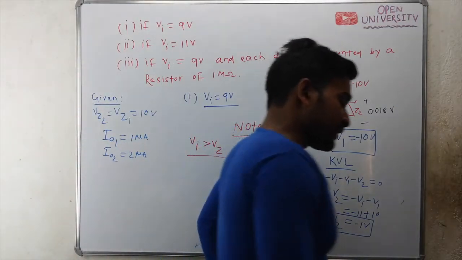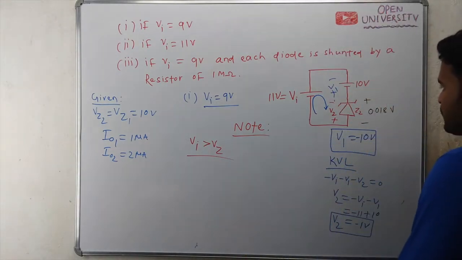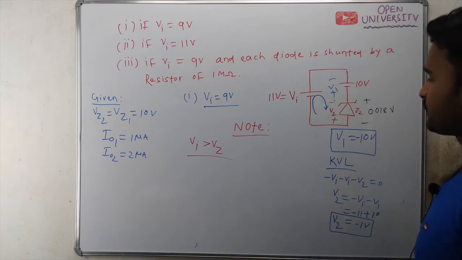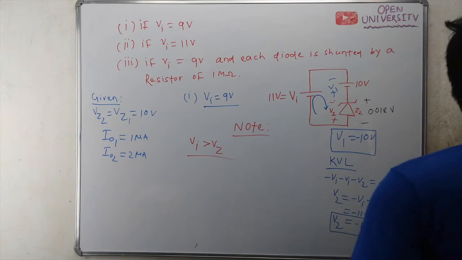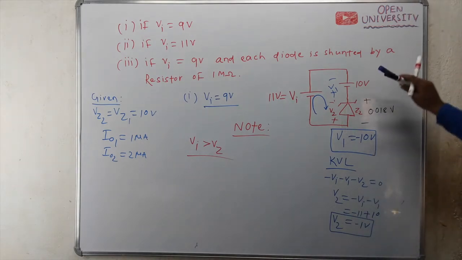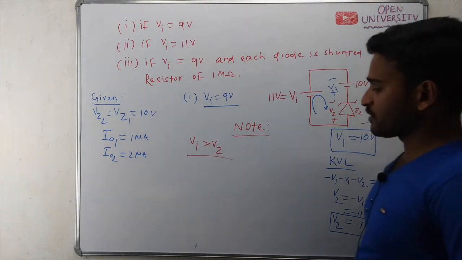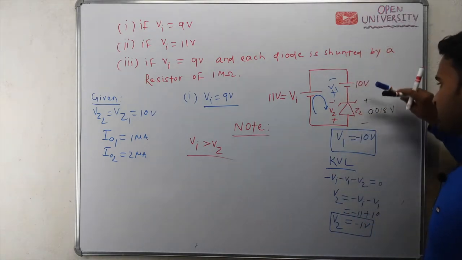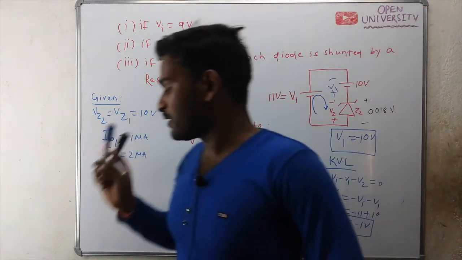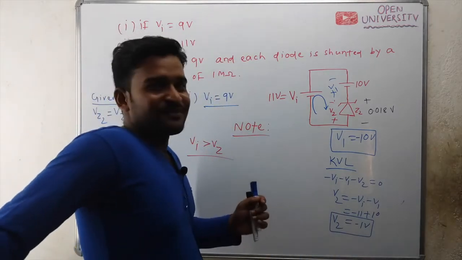When two Zener diodes are connected in series and in reverse bias, then a Zener diode with smaller reverse saturation current will be in breakdown first. This diode is in breakdown, but this is not in breakdown.